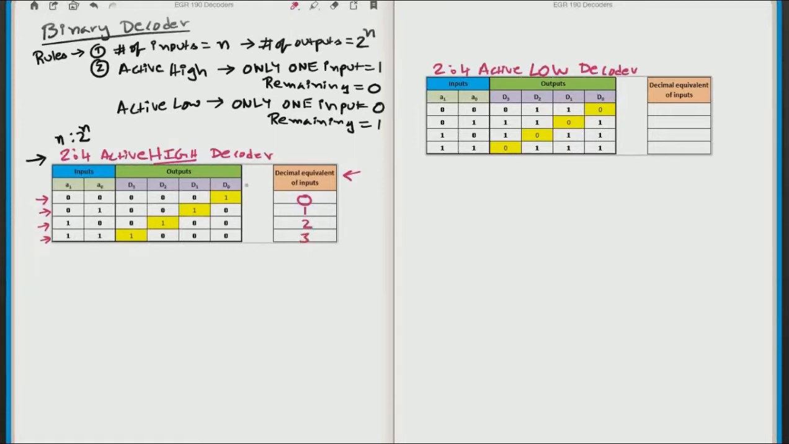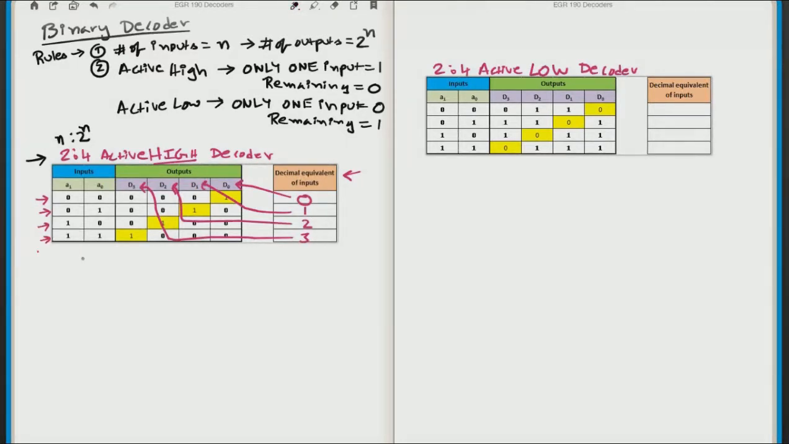So all you need to do is, for input 0, 0, write the respective output D0 to be equal to 1. For instance, here my decimal equivalent is 0, so my output D0 equals 1. In the second row, my decimal equivalent is 1, so my output D1 equals 1. The third row decimal equivalent is 2, so my output D2 equals 1. The last row decimal equivalent is 3, so my output D3 equals 1. So that is how you complete your 2 to 4 active high decoder truth table.